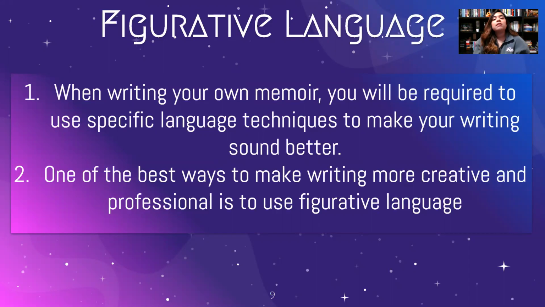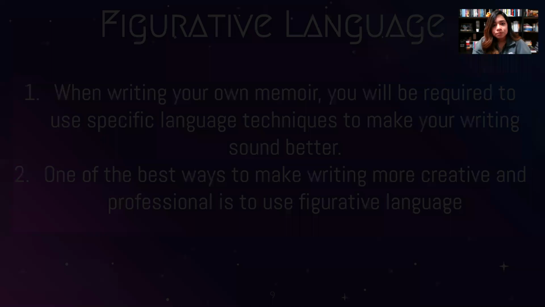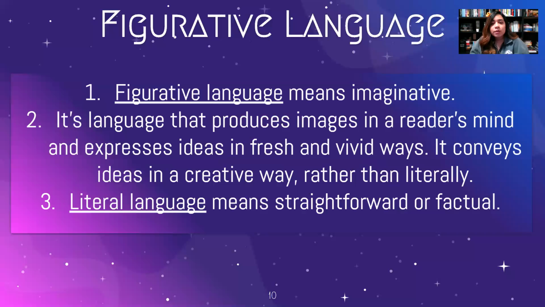So when writing your own memoir, you will be required to use specific language techniques to make your writing sound better and more professional. One of the best ways to make your writing sound strong is to use figurative language, right? We want our writing to sound more creative, to sound more professional, to sound like an actual writer is doing it, right? Anyone can be an author. And one of the best ways to make yourself sound like an author is to use figurative language. So figurative language means imaginative. It's language that helps us produce images in a reader's mind and expresses ideas in fresh and vivid ways. It conveys ideas in a creative way rather than literally.